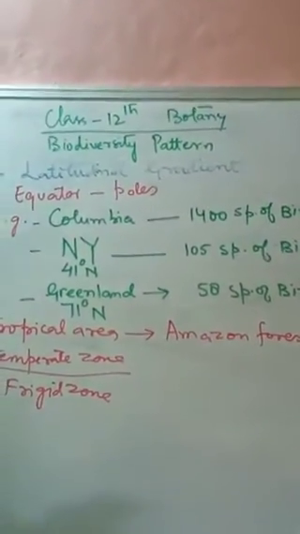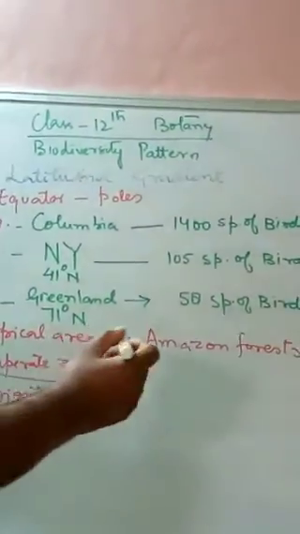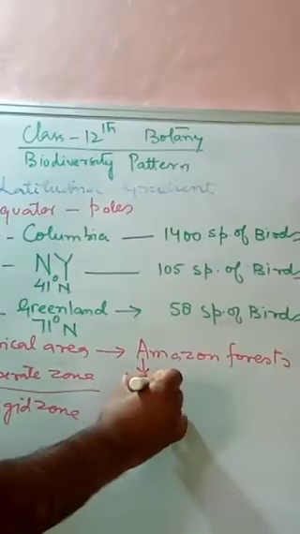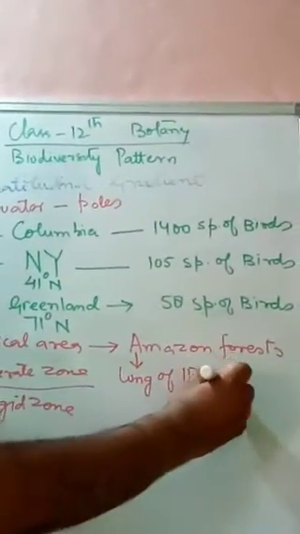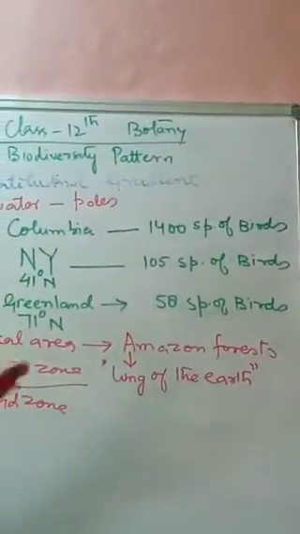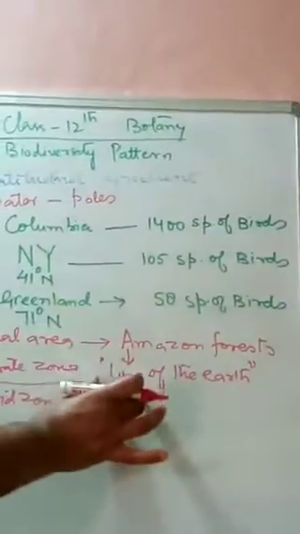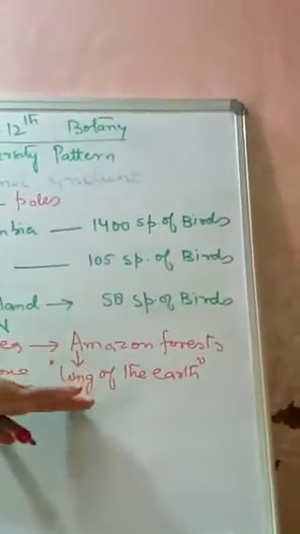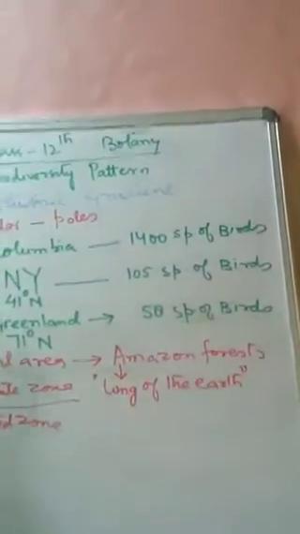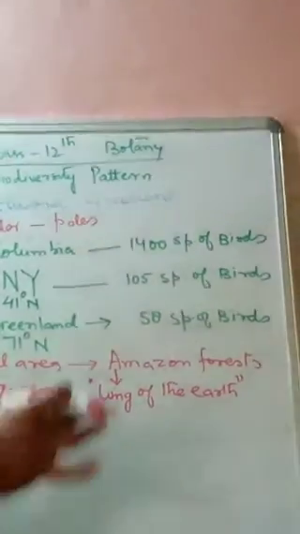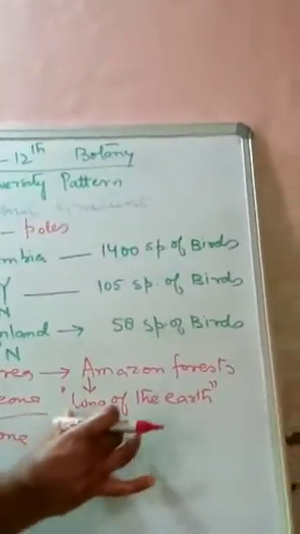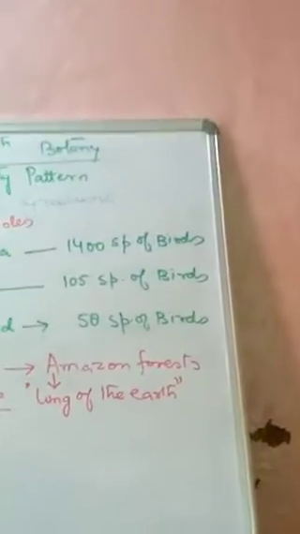And this Amazon forest is called the lung of the earth, because the maximum amount of oxygen is created by the organisms in these forests. During the process of photosynthesis, the oxygen that is liberated, the maximum of it takes place in these forests. So this Amazon forest is called the lung of the earth.